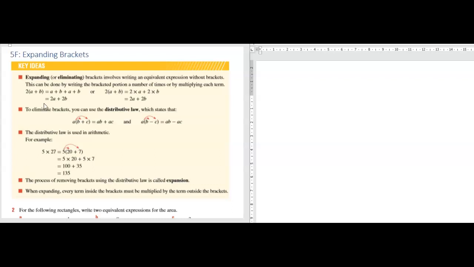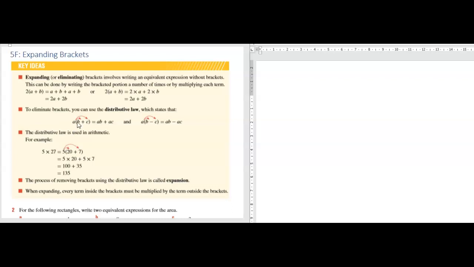So you can see here in the first dot point in the key ideas, we're getting rid of the brackets by expanding an expression or expanding an equation. And I'll show you in a second how to do this with a few questions, but basically these dot points go through how to expand, and it's called the distributive law.